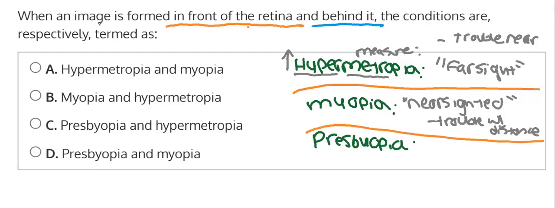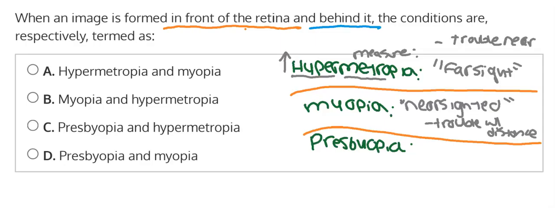And then the last term here that we need to identify is presbyopia. And presbyopia is related to older age, and this has to do with the natural age progression of vision. So difficulty focusing on close-up objects related to older age as the eye progresses. So we could call it just older age vision.